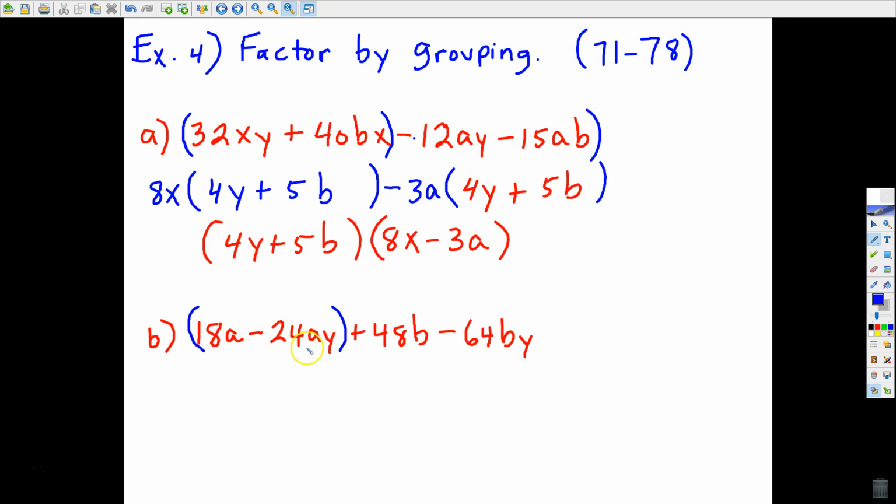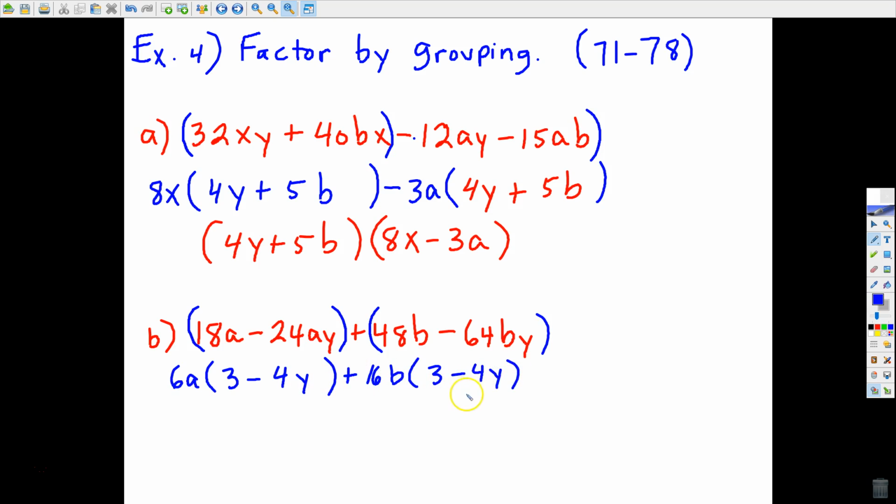Notice within this first group, I have a GCF of 6a, and I'm going to factor that out, and when I do, I get 3 minus 4y. Okay, over here with this group, I've got another group of 2 terms, and their GCF will be 16b. Okay, and then when I factor that out, I get 3 minus 4y.